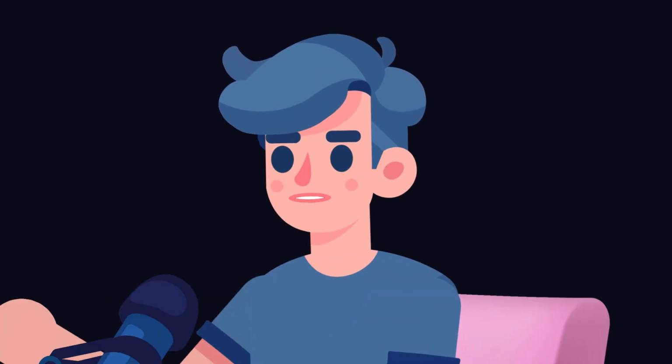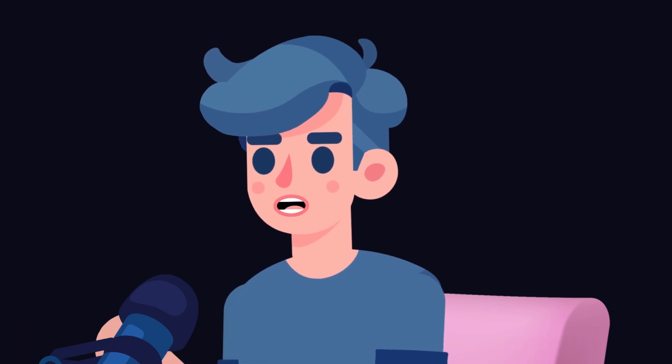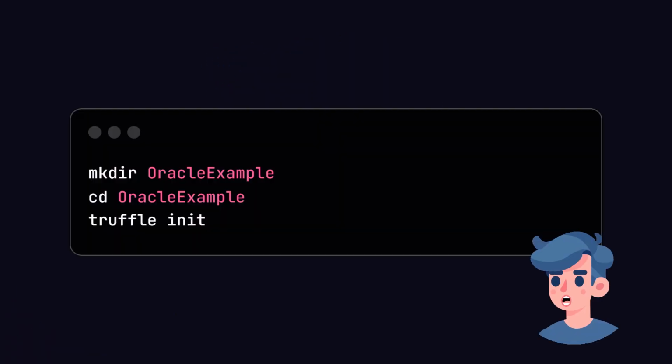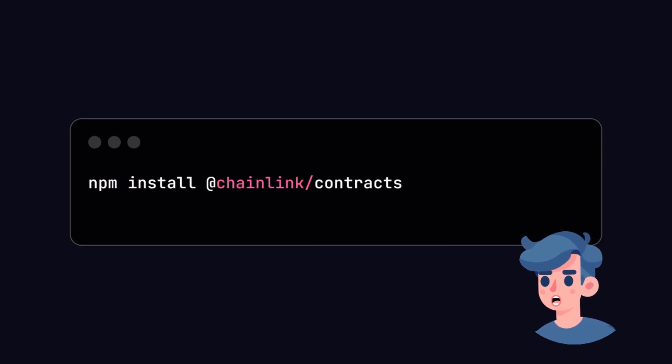Before coding, make sure you have the following tools set up on your machine: Node.js, Truffle, Ganache for local testing, and a code editor of your choice. If you haven't set them up yet, please pause this video and do so now. Let's start by creating a new Truffle project. Open your terminal and run the following command. This initializes a new Truffle project structure.